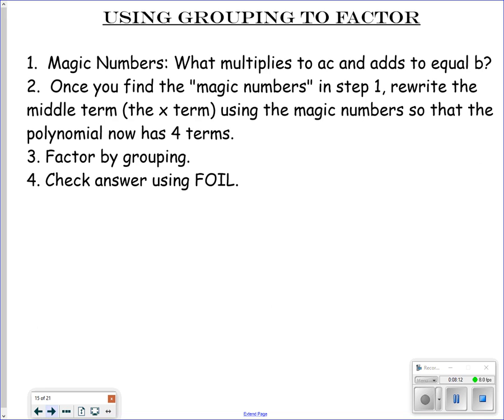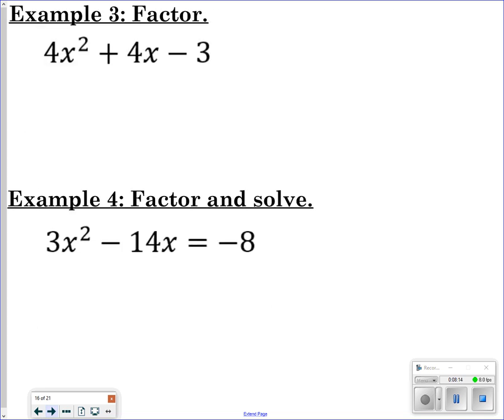So next one. Factor. And I'm going to do this one in 2 ways. So again, I think it's important to at least have options. And once you're good at one of them, whether it's factor by grouping or whether it's guess and check, stick with it. Get better at it and just keep practicing it.